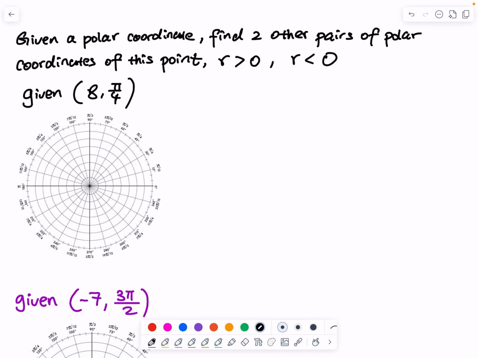This is a popular homework problem. Given a polar coordinate, find two other pairs of polar coordinates of this point, one with r greater than 0 and one with r less than 0. The first point is (8, pi over 4).